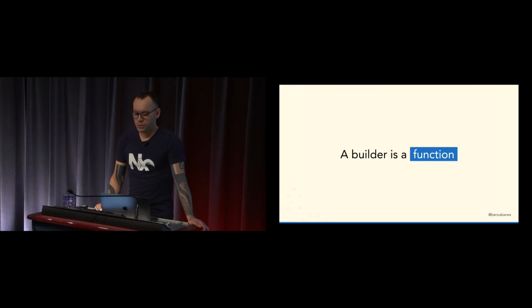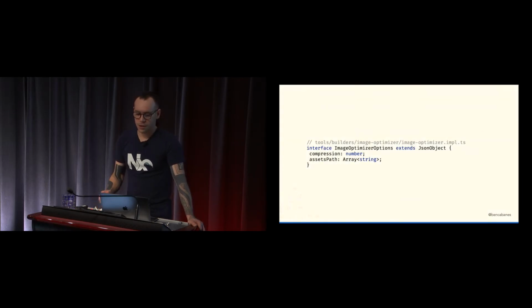We have seen previously that a builder is the implementation of a task. Programmatically, a task is described as a function. A builder is a function accepting arguments and returning something that describes the success or not of the operation. Let's start by creating our supported options by creating our option interface for the builder. We want this builder to be as minimal as possible, so we only give the user the ability to change two options. This is just an example: the compression rate and the assets path.